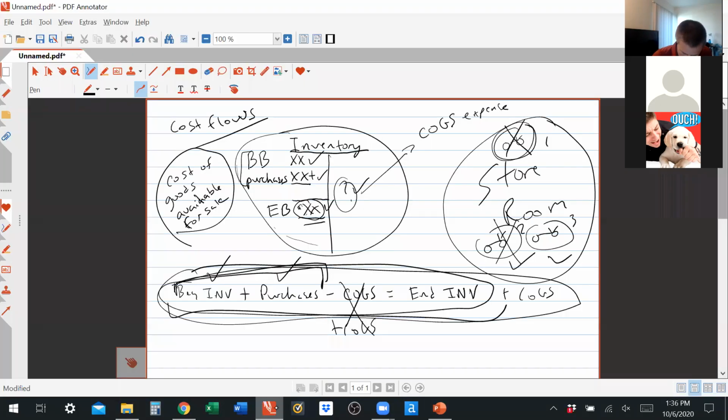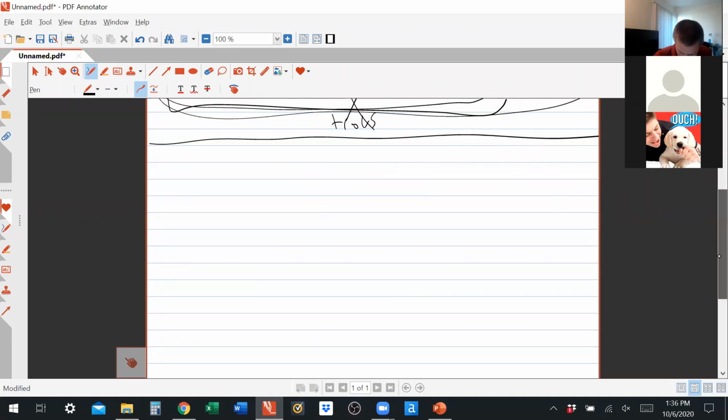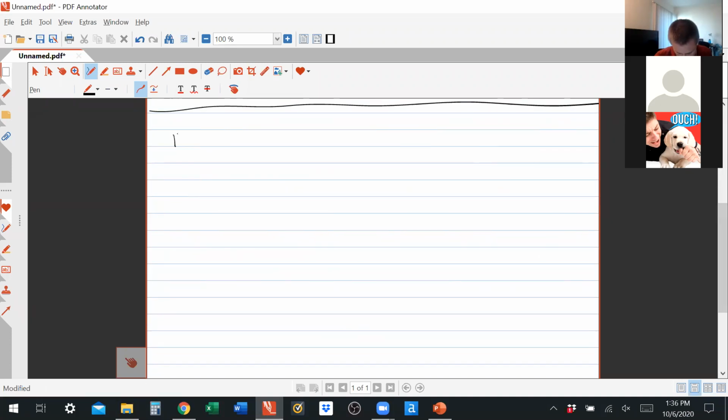So let's keep track of this stuff with a T account here. We'll keep track of things with the T accounts. The journal entries will be in the PowerPoint, so we won't need to write those down, but the T accounts, we can put these here to keep track. Let's just assume that the starting balance in inventory is 0.